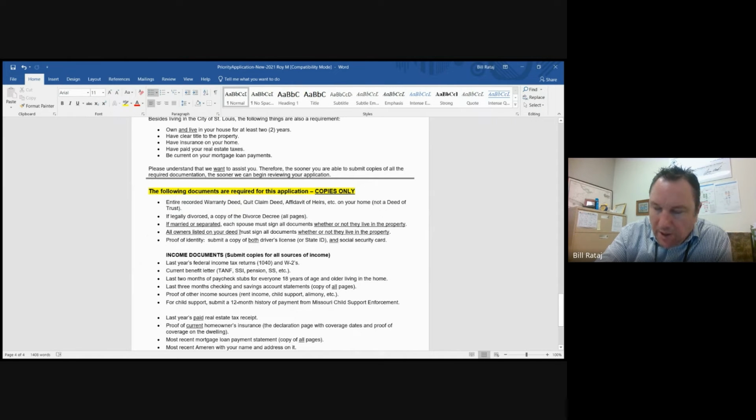So let's say your mother passed away and upon her death, the property was left to you and your 3 siblings. So they are going to have to sign the documents. And if any of them are married, their spouses also have to sign the documents. So it's very important that we know who all the owners are and if they are married or not, so that we can comply with the state of Missouri law.